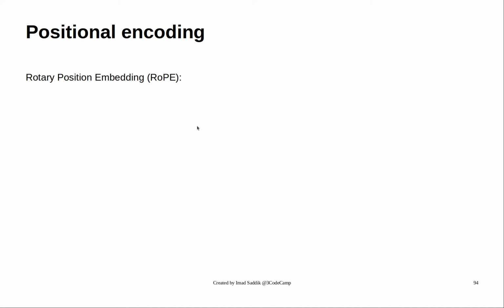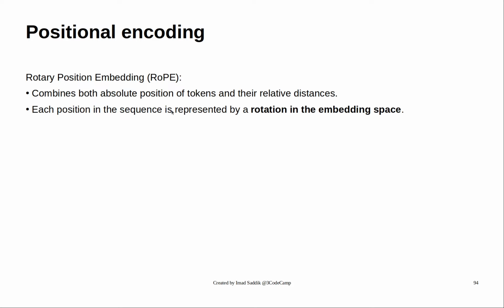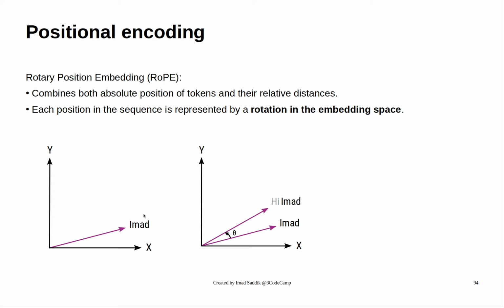positional encoding. Now let's talk about rotary positional embedding. This method combines the best of both worlds. It captures both absolute and relative positions. It does this by rotating token embeddings in space. Imagine our embedding space is two-dimensional. Let's say that the token "Imad" is located here. Now we add a token before it. Let's say that we added "high".